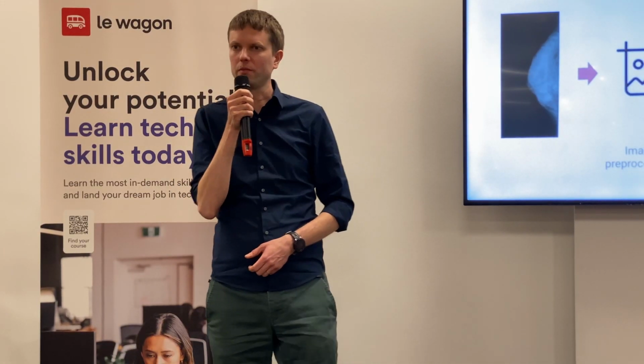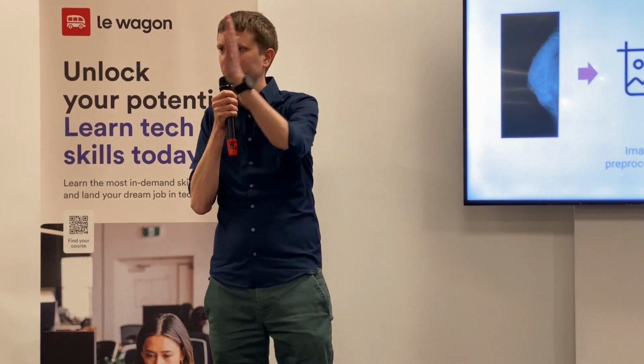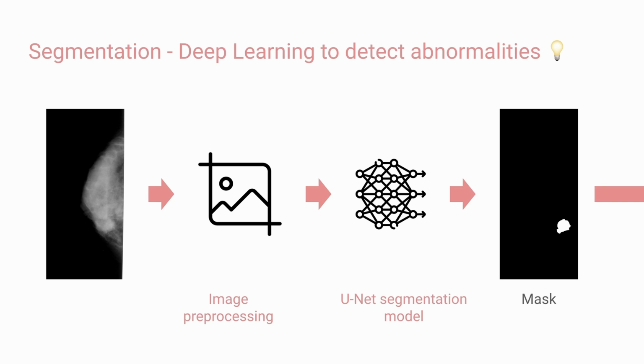So to solve this problem, we split it into two tasks. The first task is a segmentation task, and for this task, we use a deep learning model. It might sound complicated, but it's not so complicated. A deep learning model is just a stack of layers of artificial neurons that you train with a lot of data so that this model can predict an output based on an input. So here, for the segmentation task, the input is the mammogram, and the output is a mask. It's just a black and white picture with the white pixels representing the area of the abnormality.